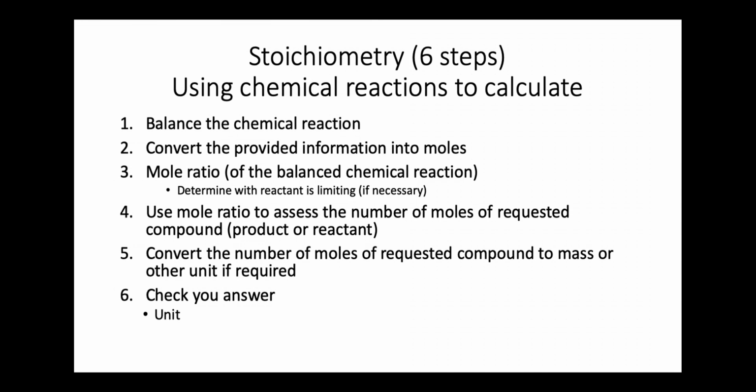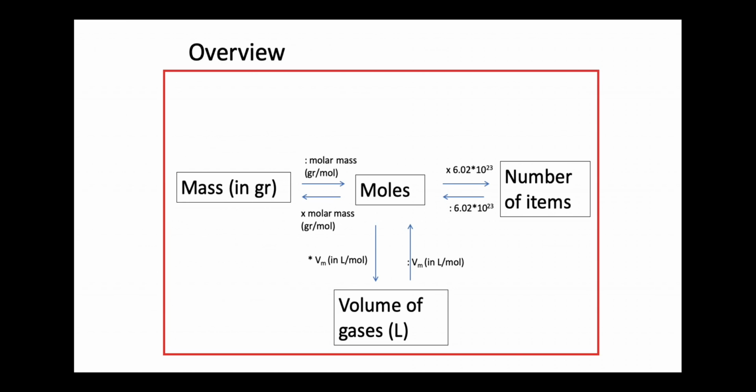Number 5, we convert the number of moles back to mass or any other unit if required, like milliliters or something like that. Number 6 is check your answer, especially pay attention to the unit. I have 2 examples to demonstrate this. But first I have the overview of the stoichiometry. This is what we had so far.